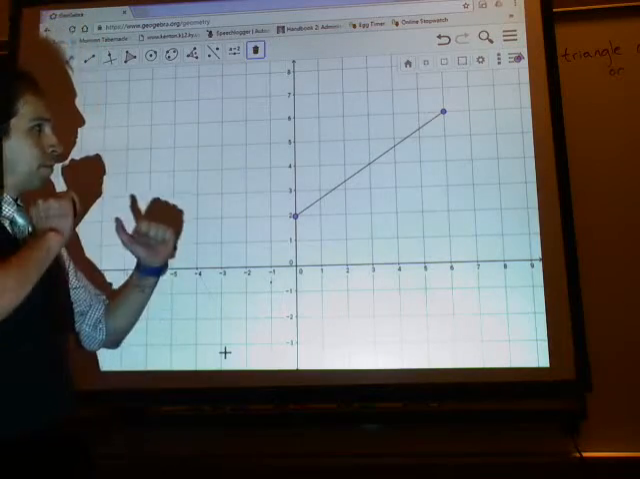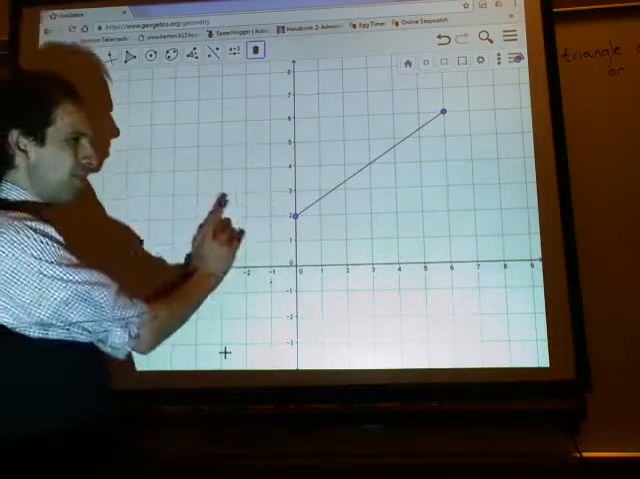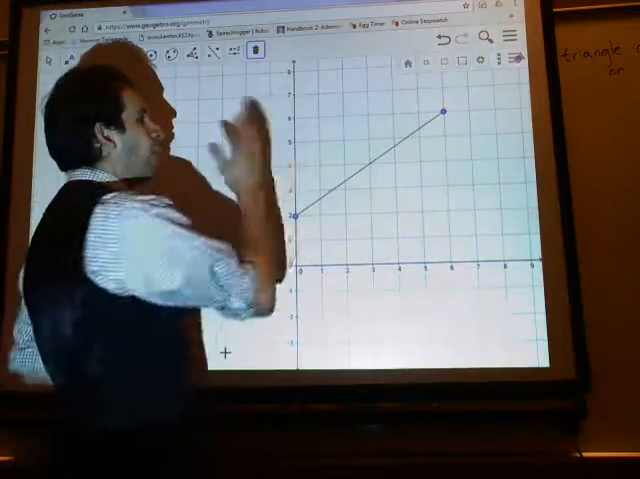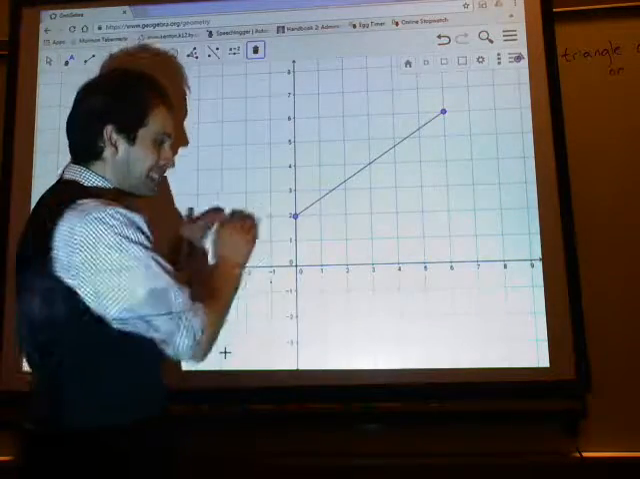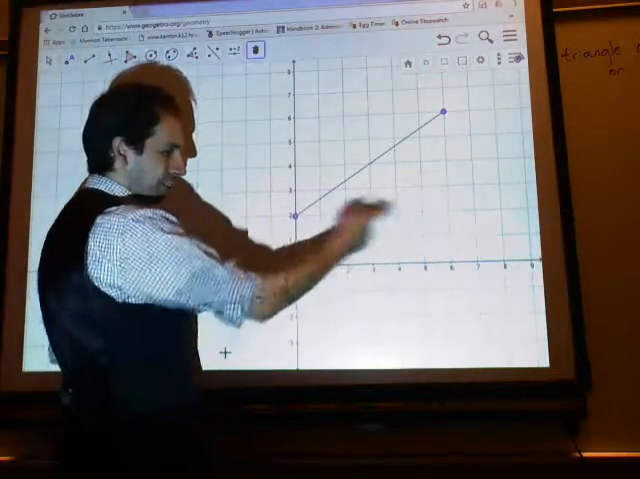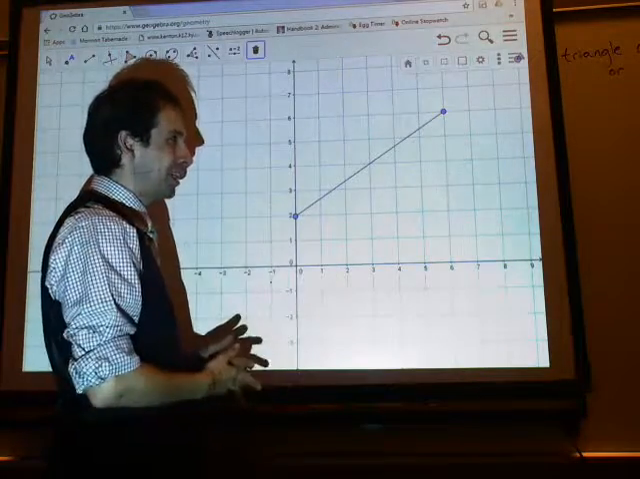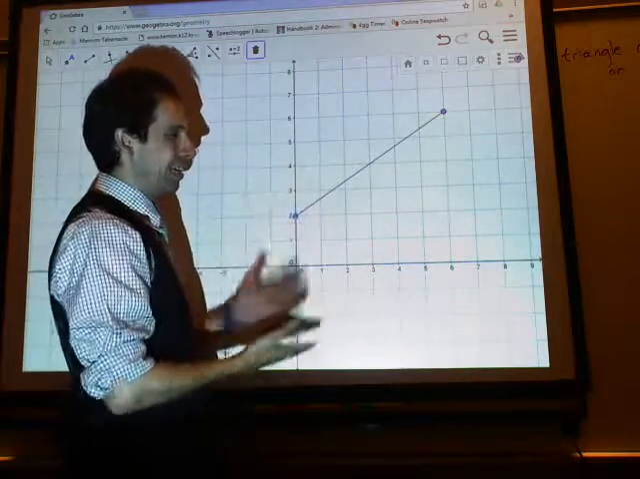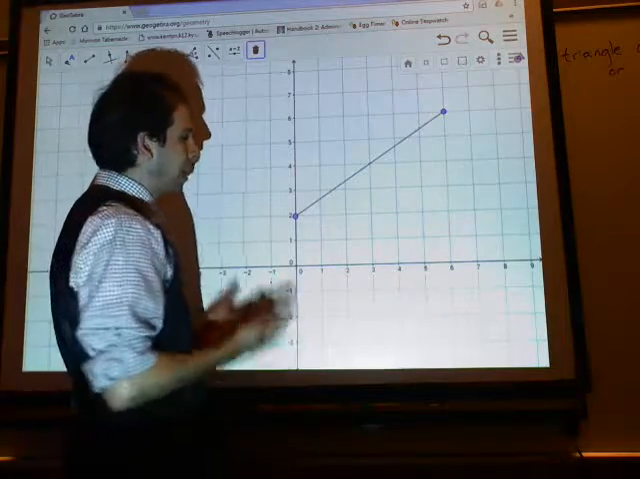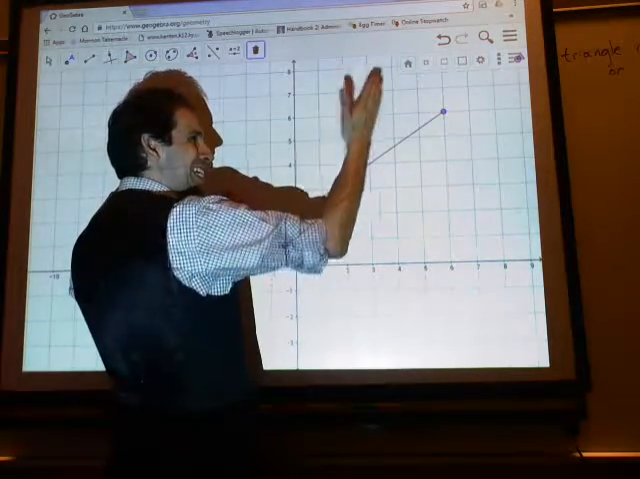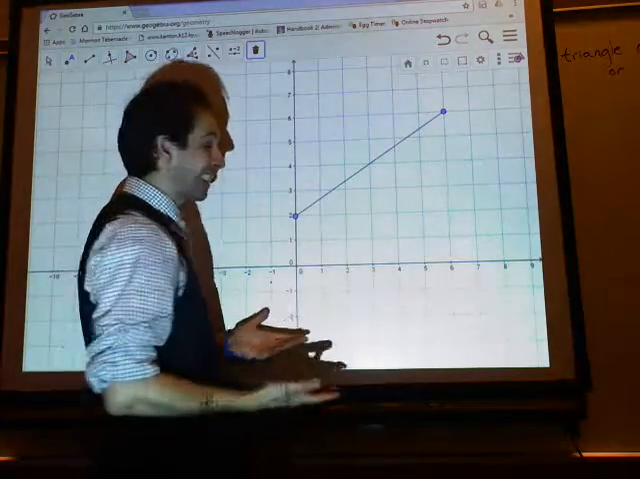Alright, so we're going to try to figure out what the midpoint of this line is. So what is the exact halfway point? Now if this line were straight, I could just count the boxes and find approximately where it is halfway. I could measure it, cut that distance in half. But I really want to figure out what is the exact midpoint of this line.